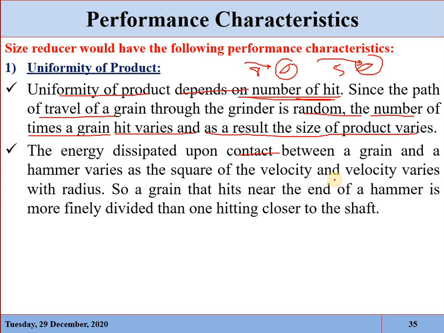of the velocity. When the product is hit by the hammers, some heat will be generated, and some of the kinetic energy of the hammer will be dissipated in disintegrating the product. That energy dissipation varies as the square of the velocity. When the hammers are rotating at higher velocity, the contact of the grains with the hammers will be more, and the product will be reduced finer.